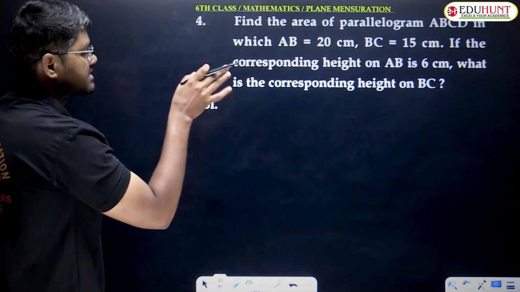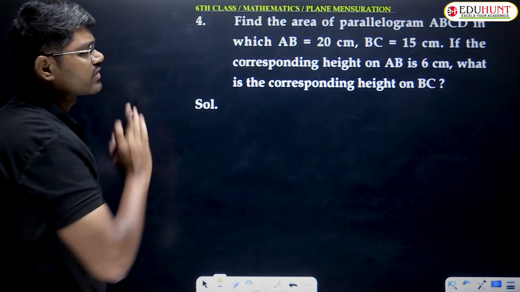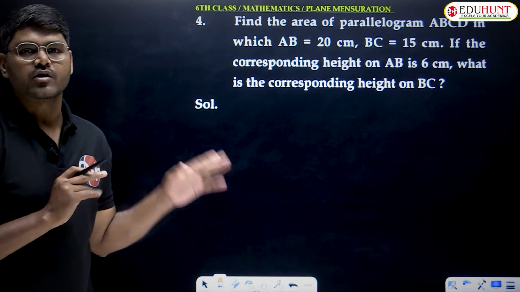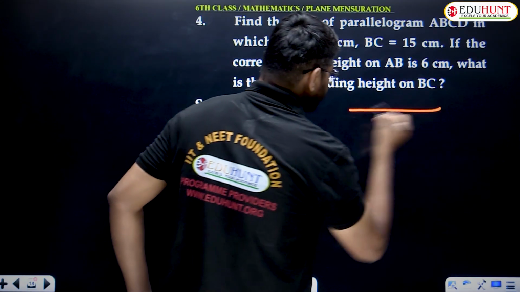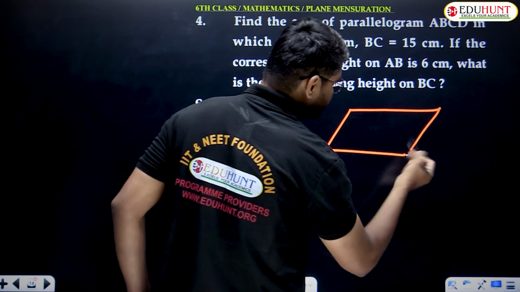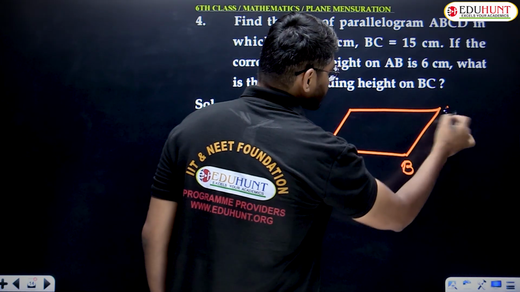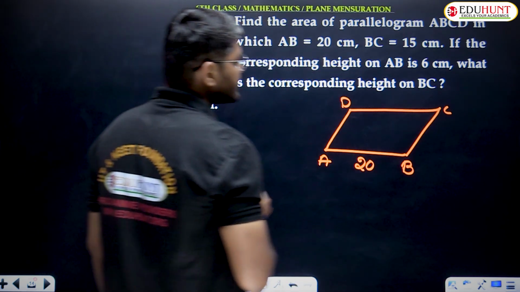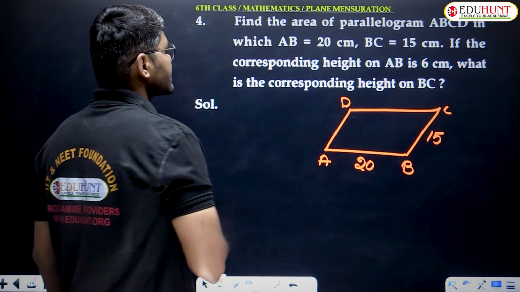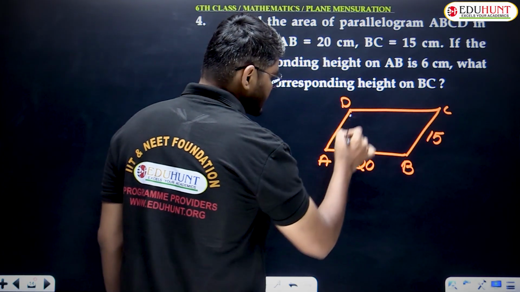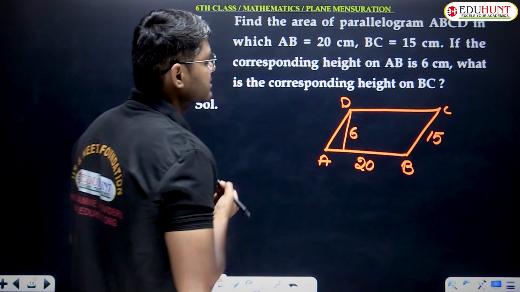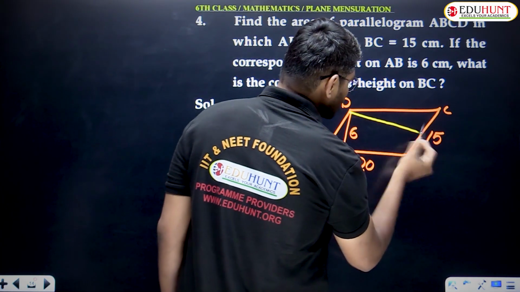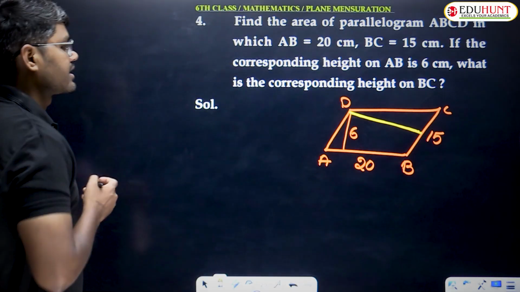Find the area of a parallelogram ABCD in which AB equal to 20 centimeter, BC equal to 15 centimeter. If the corresponding height on AB is 6 centimeter, what is the corresponding height on BC? First thing, we have to draw the parallelogram ABCD. AB is 20 and BC is 15. If the corresponding height on AB is 6, then what is the corresponding height on BC? So this one we have to find.